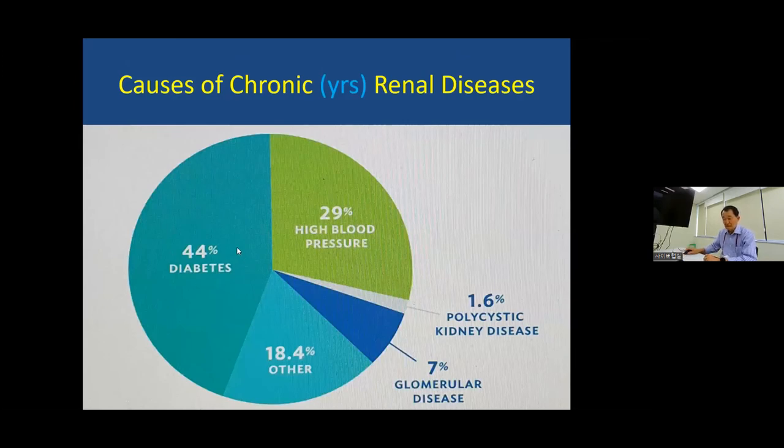Diabetes is a major cause of chronic renal disease nowadays. Diabetes is so popular, and that's why a lot of people are now on dialysis in the hospital. The renal disease, polycystic glomerulopathy, is a relatively small percentage. Hypertension is certainly next to diabetes. So with this kind of diabetes, hypertension, and chronic disease, you have to always think about renal diseases.